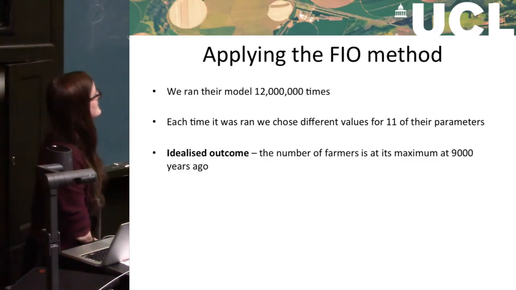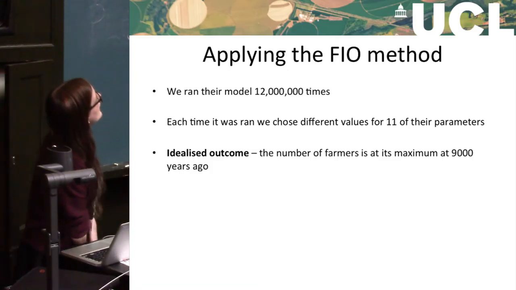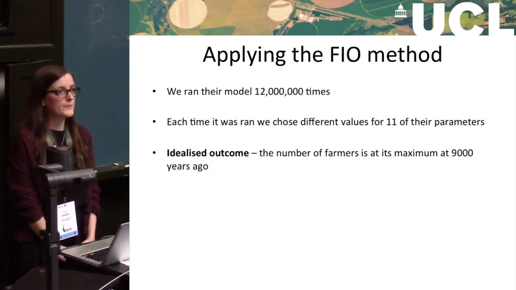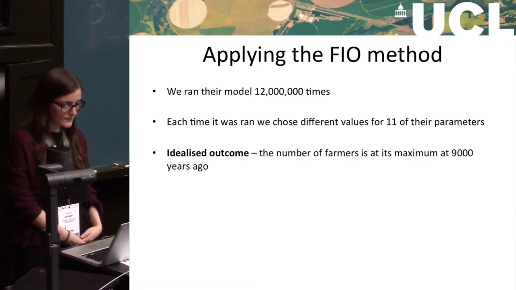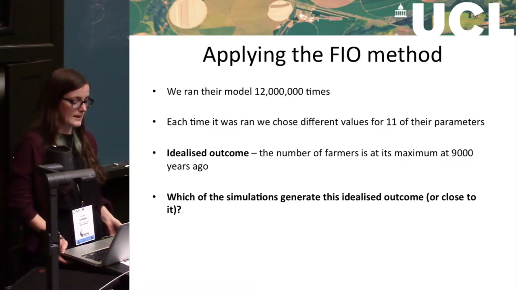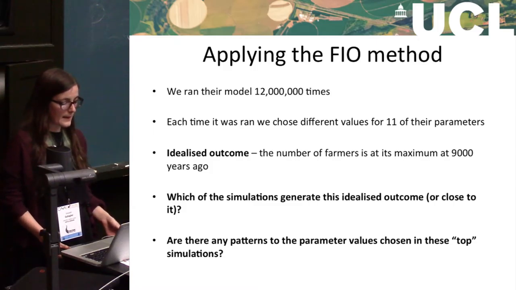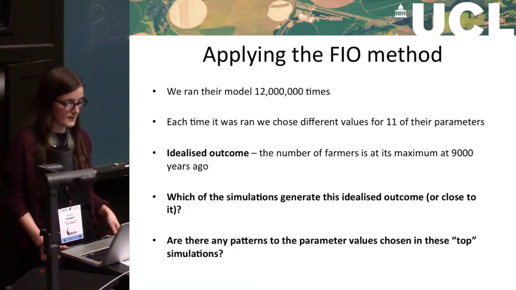And we chose our idealized outcome, this is the vague kind of thing we're looking for, as that the number of farmers is at its maximum at 9,000 years ago. So this is where agriculture should have become established in the Near East. And we asked two questions. Which of the simulations generate this idealized outcome, or close to it? And are there any patterns to the parameter values chosen in these top simulations?